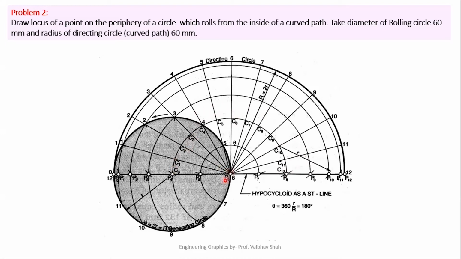Put your rounder at the center point, take the radius equal to center point till 8, and draw one circular line, which is also a center line. Put your rounder at the center point and take the distance from center point till 7, and draw this circular line.